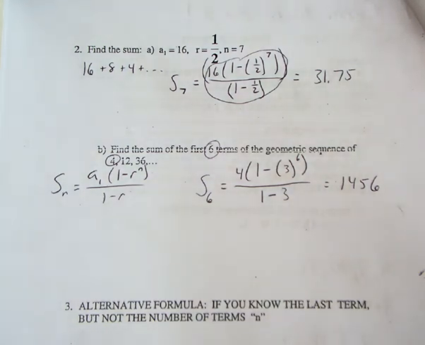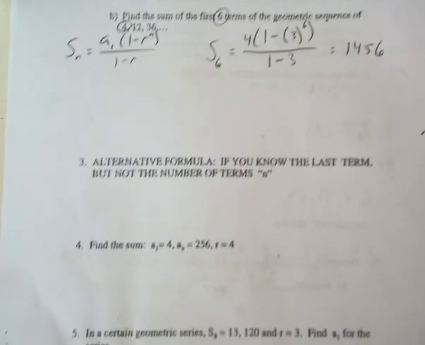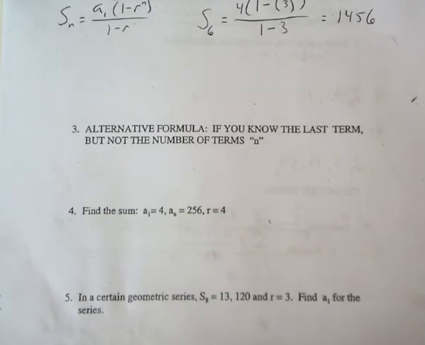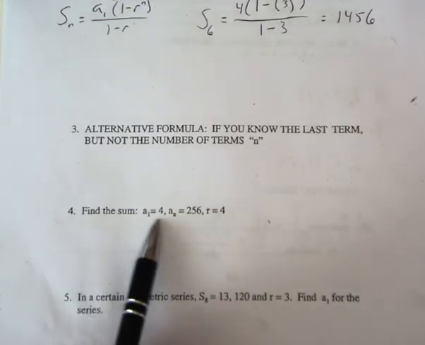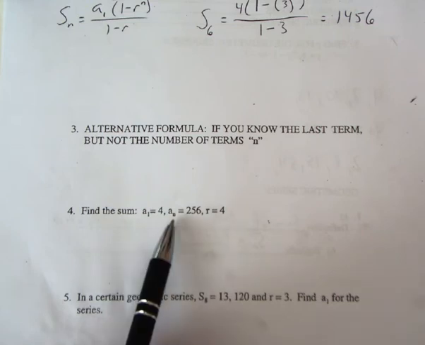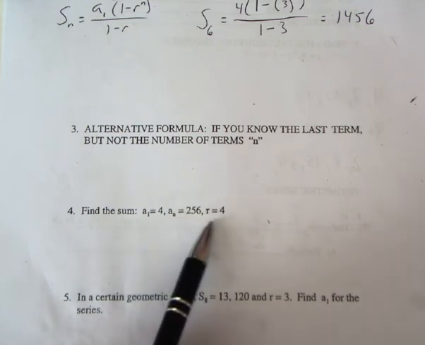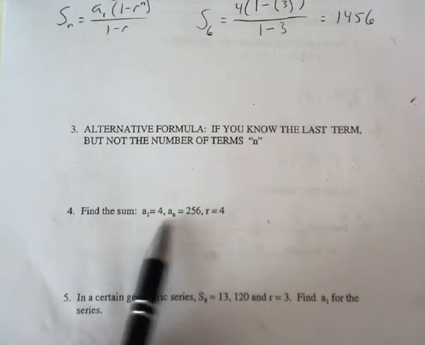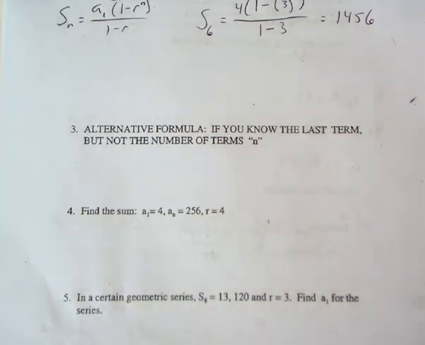Okay. Sometimes the problem directly tells you how many numbers you're adding together. But if I look at number 4, it says find the sum. We know the first term, we know the last term, and we know the common ratio. We don't know how many terms there are. Now, there's ways to find it. If you want to use the geometric sequence formula, you can. But since you would be solving for an exponent, you're going to have to use logs.